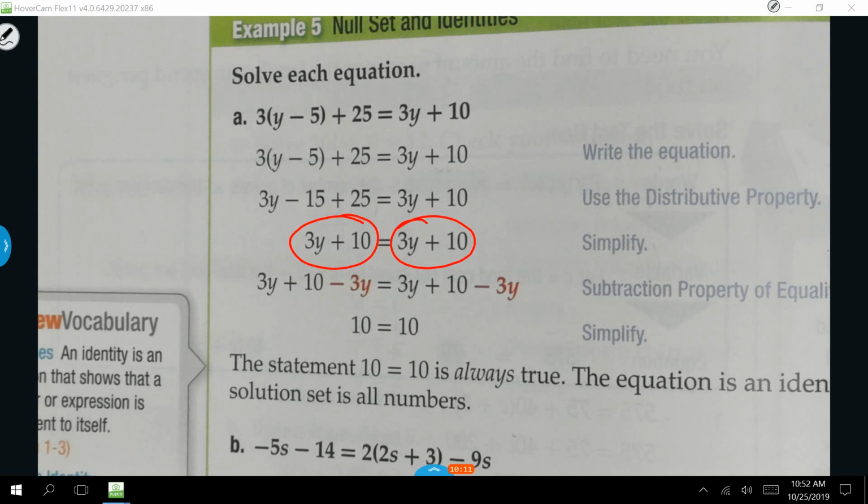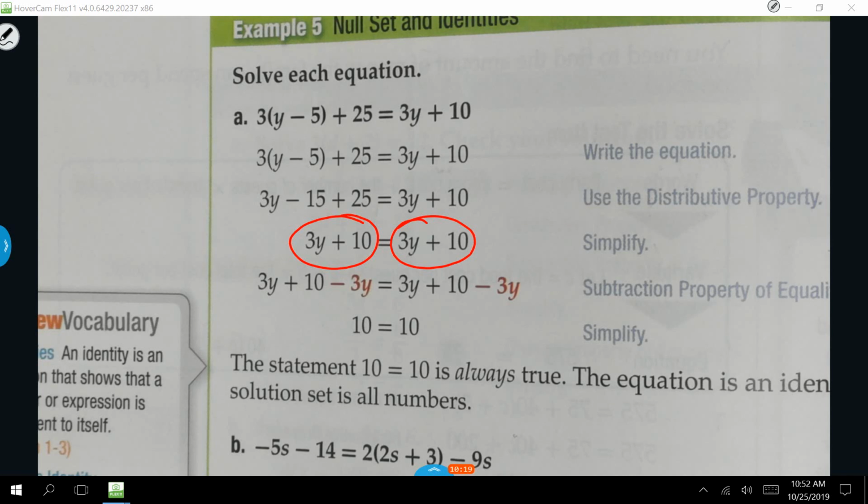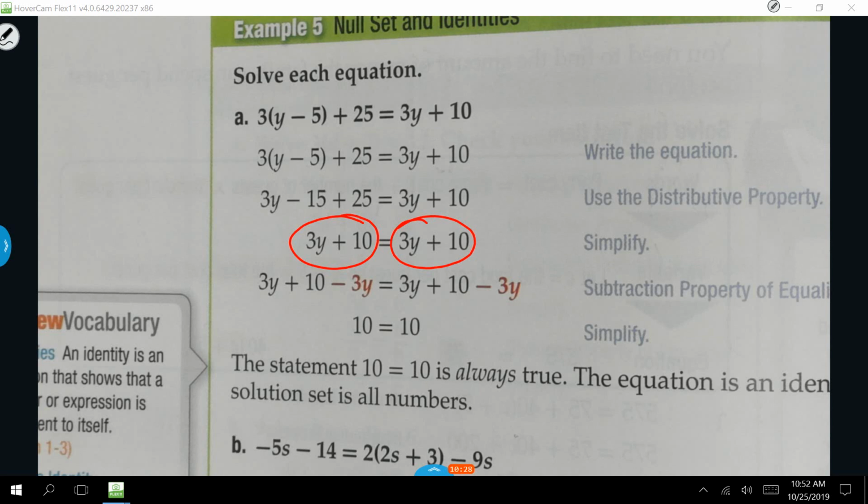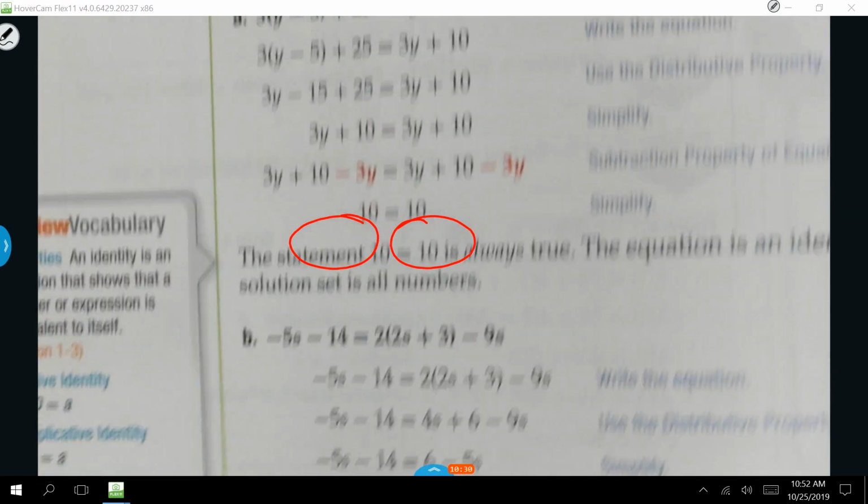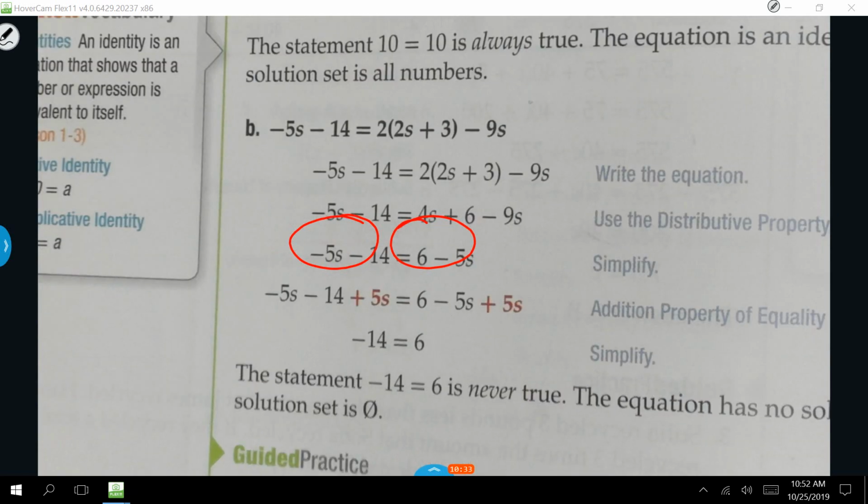Guess what you're going to do on the same side? What's 3 times 2? 6. What's 6 plus 10? 16. It's the same thing, so you just solved the same problem twice. So everything will work. If you recognize it at that stage of the equation, you can just stop there and say identity. The other thing is called, again, no solution, null set, etc.